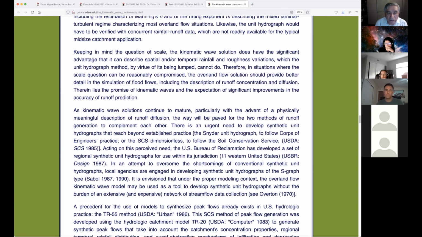Keeping in mind the question of scale, the kinematic wave solution does have the significant advantage that it can describe spatial and temporal rainfall, which the unit hydrograph cannot do. Therefore, in situations where the scale can be reasonably compromised, the overland flow should provide better detail in the simulation of flat flows. And that's the way we understand it. The overland flow does provide better detail.